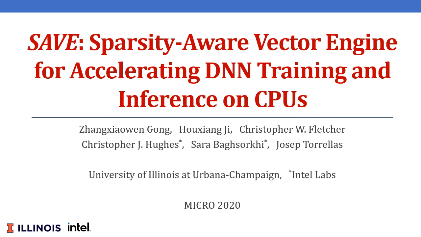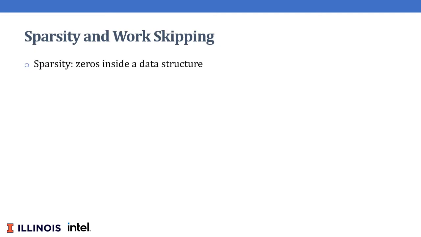I am a final year PhD student from the IACOMA research group led by Professor Josep Torrellas in the University of Illinois at Urbana-Champaign. Today, I'm going to present SAVE, Sparsity-Aware Vector Engine for Accelerating DNN Training and Inference on CPUs. Sparsity is the zeros inside a data structure such as a vector or a matrix.